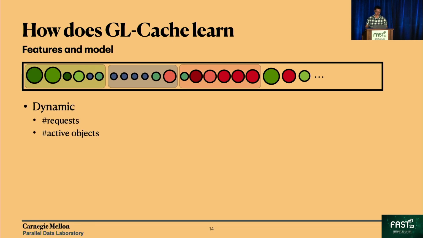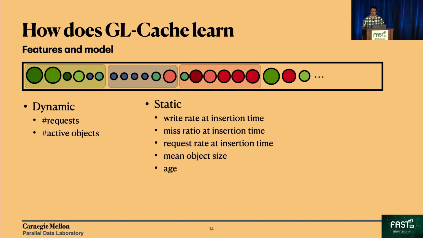Geocache uses 7 features. 2 of them are dynamic, including the number of requests and the number of active objects. 5 of them are static, including write rate, miss ratio, request rate, insertion time, mean object size, and age of the group.